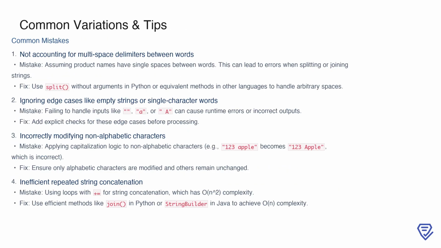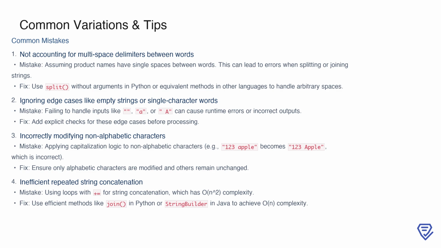When working on this problem, there are several common mistakes to watch out for. First, many people assume that product names will always have single spaces between words. This can lead to errors when splitting or joining strings because multiple spaces might exist. To handle this, use split without any arguments in Python, or the equivalent in your chosen language, as it automatically handles arbitrary spaces.